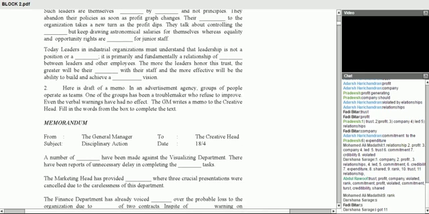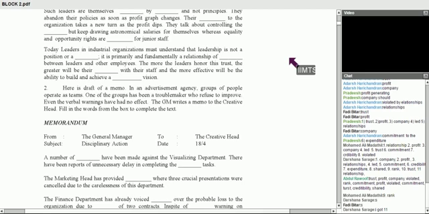Now, let's do the second exercise. Here is a draft of a memo. You understand what memo is? Memorandum. In an advertisement agency, group of people operate as teams. One of the groups has been a troublemaker who refused to improve. Even the verbal warnings have no effect. Okay, the GM writes a memo to the creative head. Fill in the words from the box to complete the text.